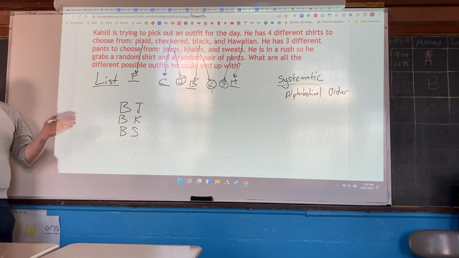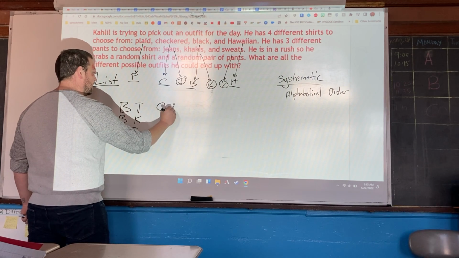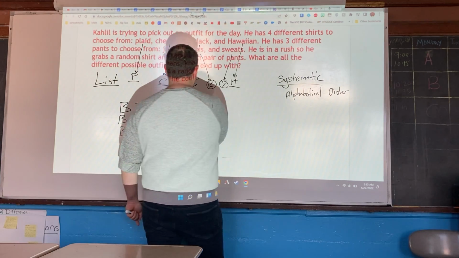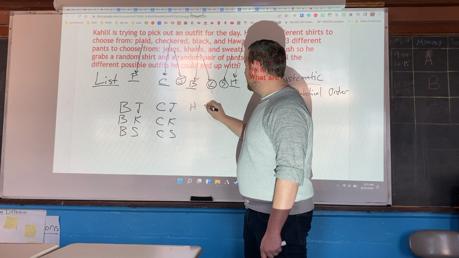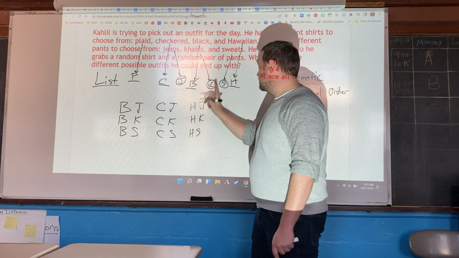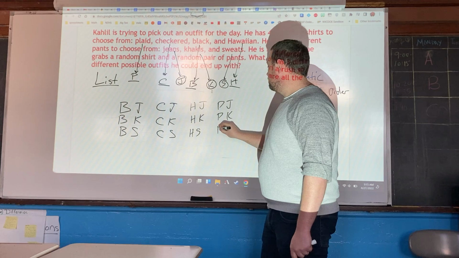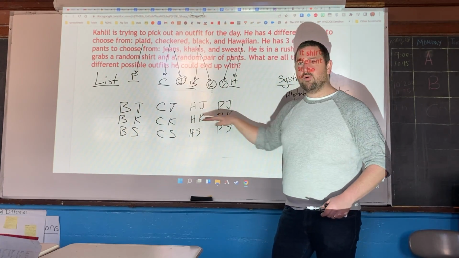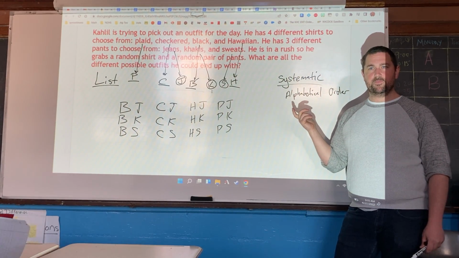What's the next shirt that we can choose from? Checkered. I'm going to do the exact same thing. Checkered and jeans, checkered and khakis, checkered and sweats. I'm going to move on from checkered to Hawaiian. Hawaiian and jeans, Hawaiian and khakis, Hawaiian and sweats. Finally, plaid and jeans, plaid and khakis, plaid and sweats. Notice how here we have sweats as a row, khakis as a row. It's a really well organized, systematically derived list.